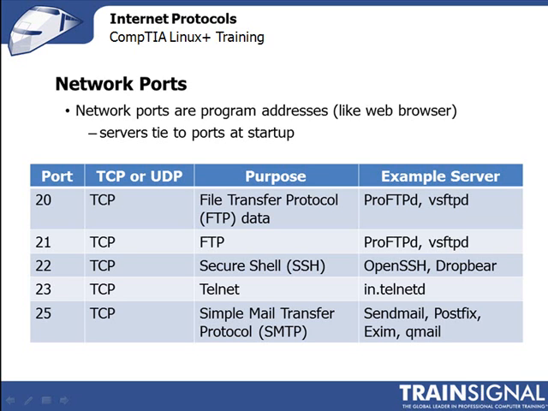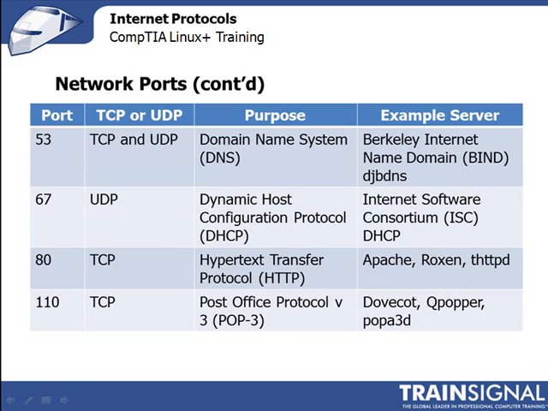Then we have 25, which is another TCP protocol. Its purpose is SMTP, and an example server are the ones that we covered in our email and printing lesson: SendMail, Postfix, Exim, and Qmail. Continuing our review of network ports, next up is port 53, which uses both TCP and UDP transfer protocols. Its purpose is DNS, or Domain Name System, and an example server is Bind or DJB DNS. Next, port 67 uses UDP, and its purpose is Dynamic Host Configuration Protocol or DHCP.